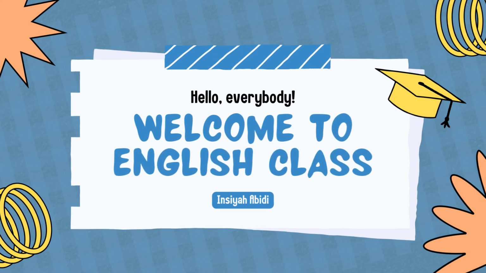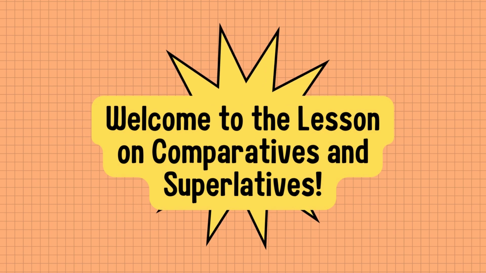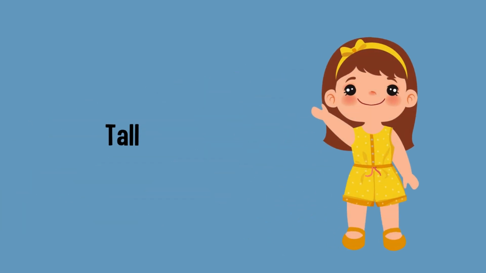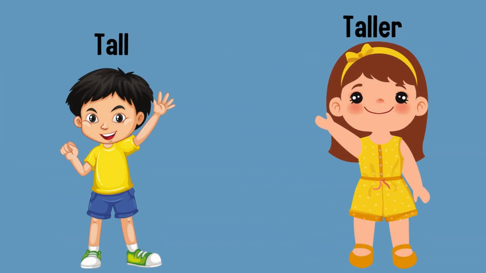Welcome to our exciting lesson on comparatives and superlatives. Let's get started. First, let's talk about comparatives. Comparatives are words we use when we want to compare two things. For example, if you want to compare the height of two friends, we might say Tina is taller than John. The word taller is comparative.